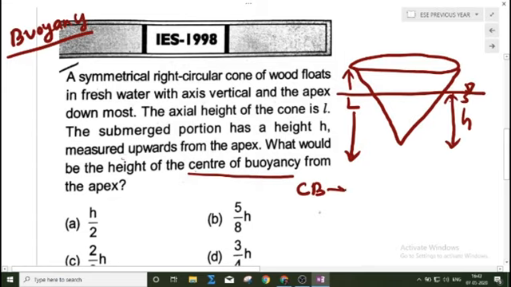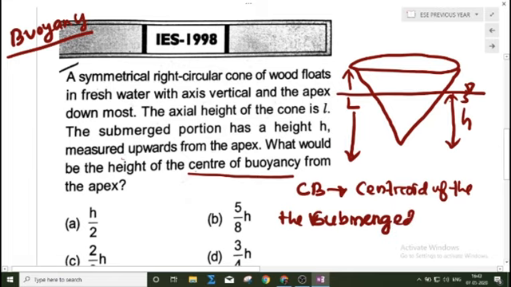So center of buoyancy is nothing but the centroid of the submerged area, or volume of water displaced. The centroid of the submerged area. How much has been submerged? This has been submerged in water. What is the centroid of the cone? If you remember, the centroid of the cone from the apex part is 3h by 4, and from the base part it is h by 4.